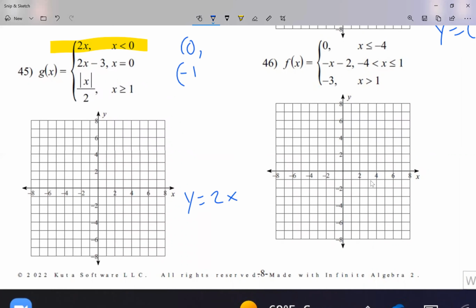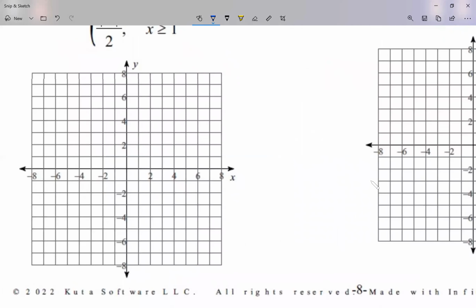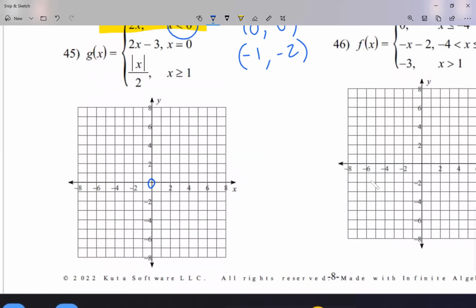If x equals 0, 2 times 0 is 0, so my y value is 0. If x equals -1, I have 2 times -1, that's -2, so my y value is -2. So the point (0, 0) is going to be an open circle. And then the point (-1, -2) is just a point.